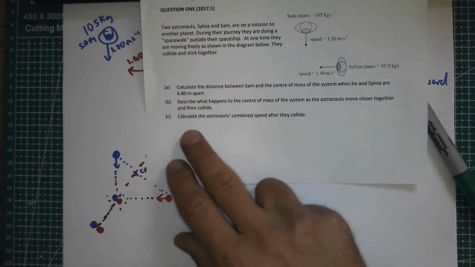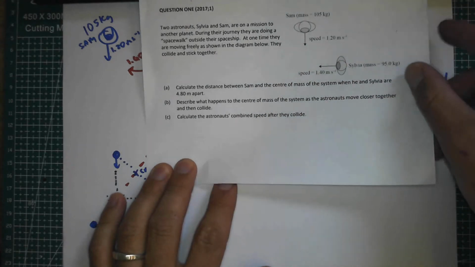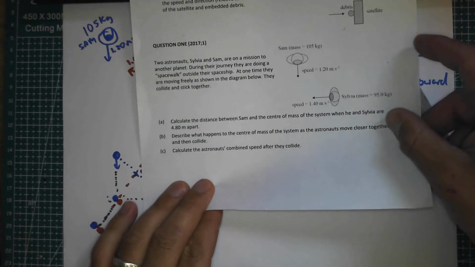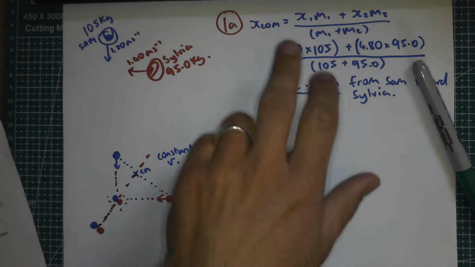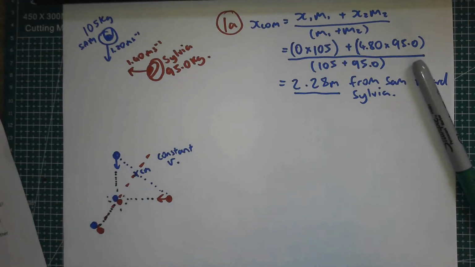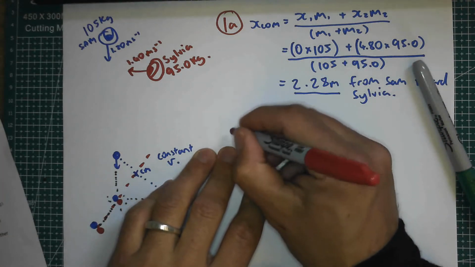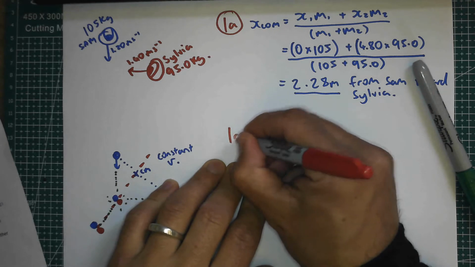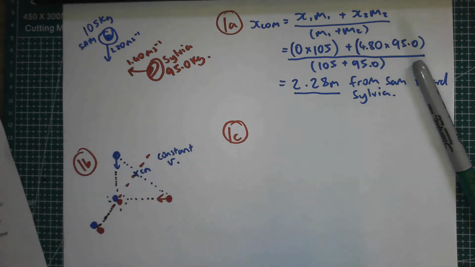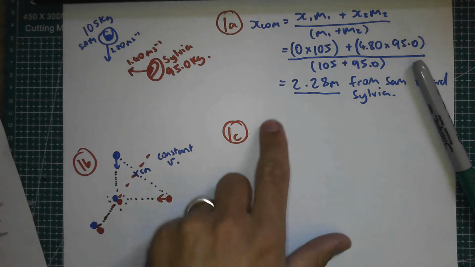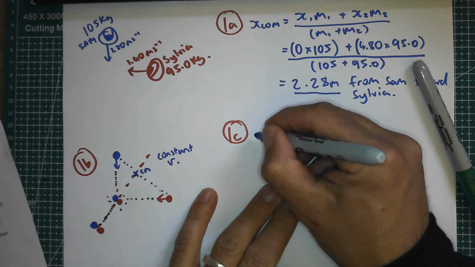Then question 3, calculate the astronauts' combined speed after they collide. So this again is going to be a conservation of momentum question. You can do an interesting thing with this previous equation up here. So this is 1c. We can take both sides of the equation and divide it by t.